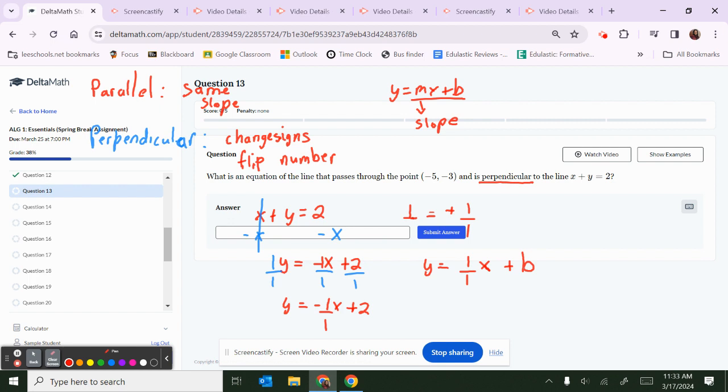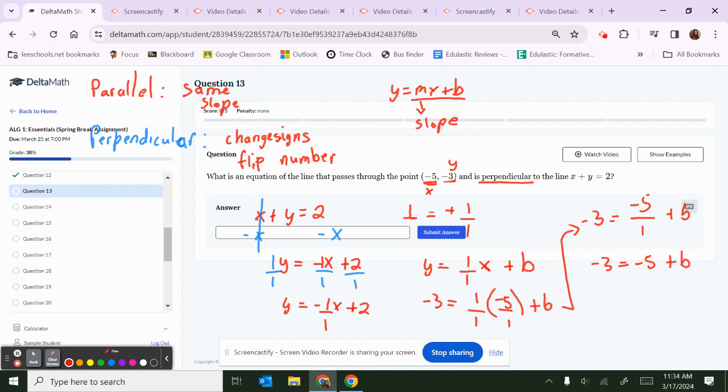So now we're going to plug in our point. This is my x and this is my y. So I replace y with negative 3, rewrite the 1 over 1, and I replace x with negative 5, which I can write as negative 5 over 1. So I'm going to multiply. My negative 3, I bring down. Multiply the numerators, I get negative 5. Multiply the denominators, I get 1. Negative 5 divided by 1 still gives me negative 5. So now I rewrite my plus b.